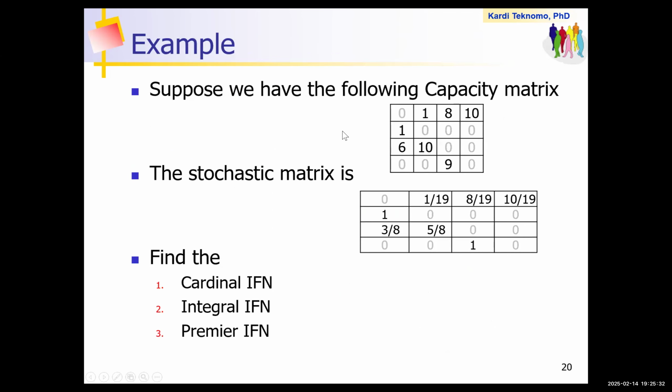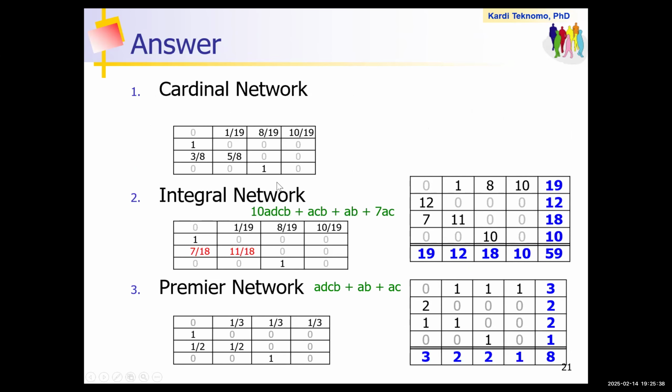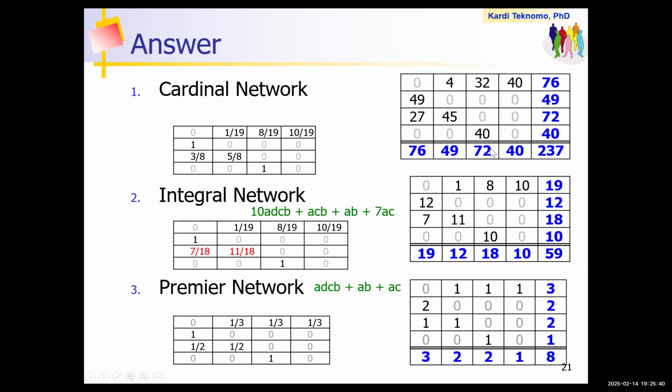So now this is an example. Suppose I have this capacity matrix. I calculate the stochastic matrix, and then I can get the cardinal network, integral network, and premier network. Of course, the premier network must be the smallest.